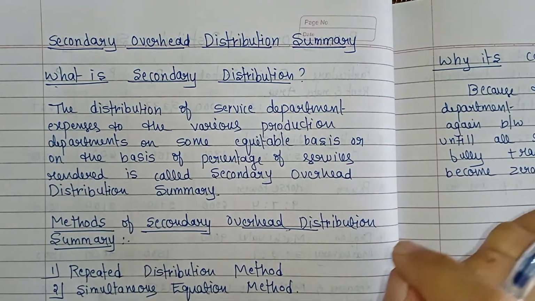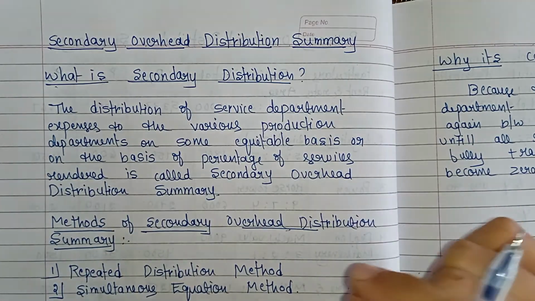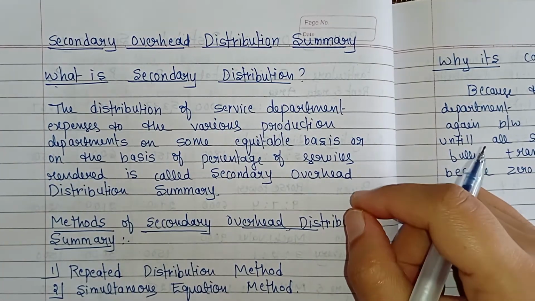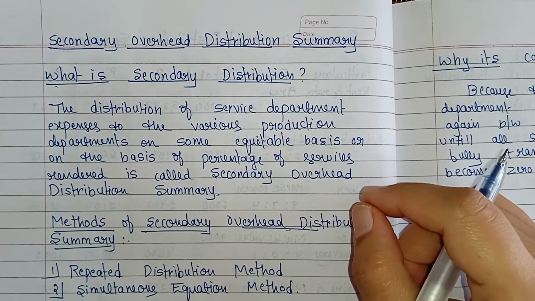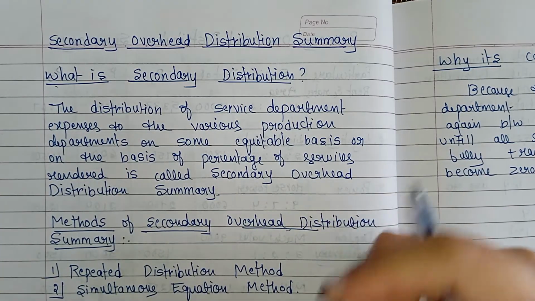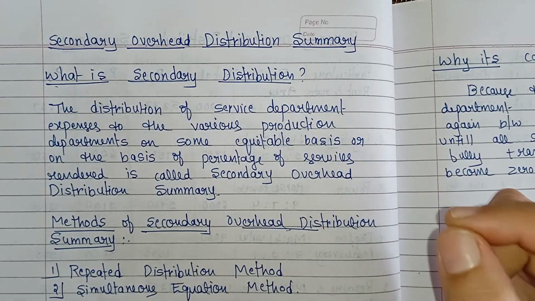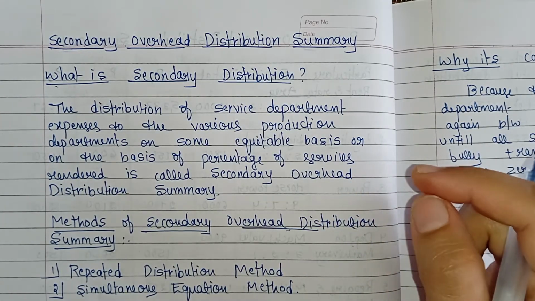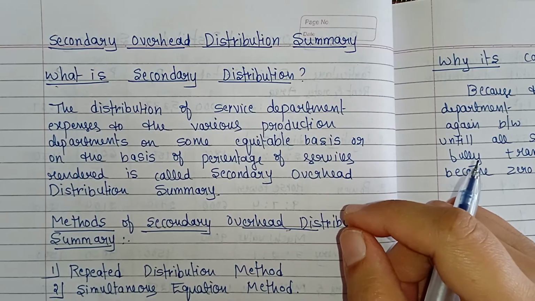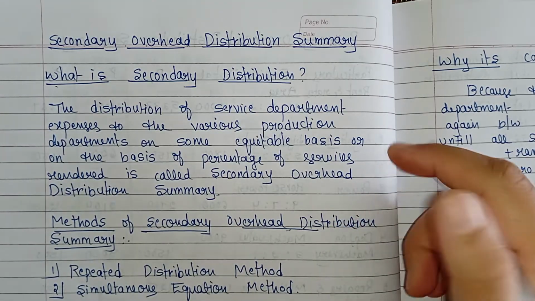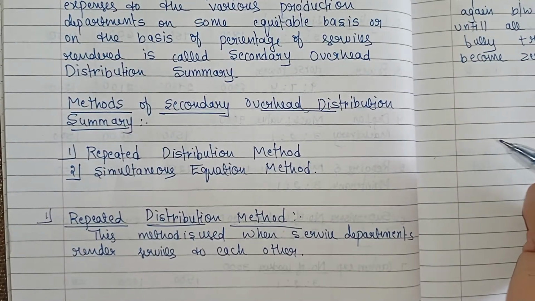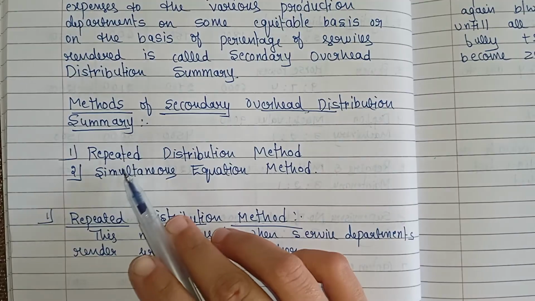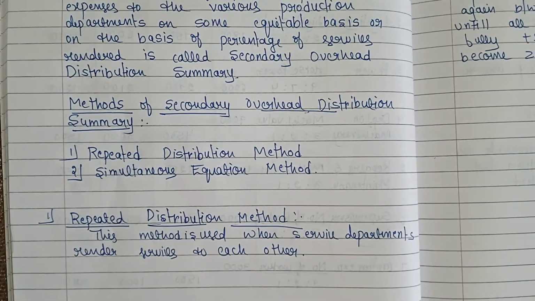Production departments are directly involved in the manufacturing of the product, but service departments support the production process but do not produce the goods directly. So this is the reason we need to reapportion their cost to the production departments. Clear? I hope this is clear to you all. The most common methods used for secondary distribution are the repeated distribution method and the simultaneous equation method. Let's see the first one, the repeated distribution method.